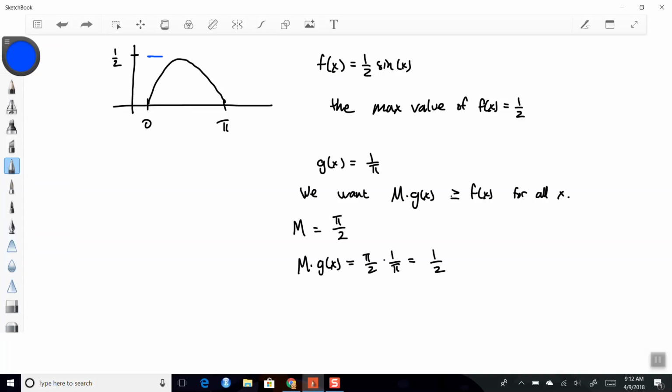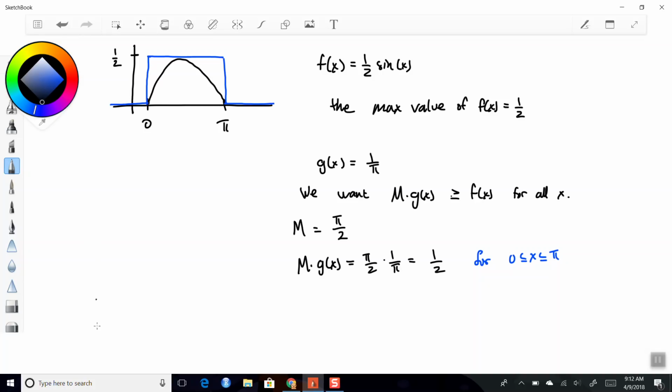So m times g of x is going to be 1/2 for 0 less than or equal to x less than or equal to pi, and then 0 elsewhere.